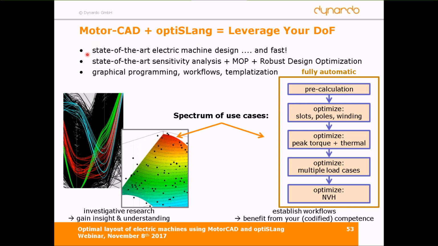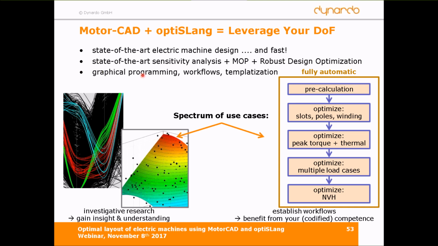You have state-of-the-art electric machine simulation and really fast with MotorCAD. MotorCAD allows you to try all the alternatives. You can optimize one alternative, optimize a second, a third, a fourth alternative, and compare the optimized ones. You have state-of-the-art sensitivity analysis, meta-model-based sensitivity analysis, and robustness and reliability algorithms with optiSLang.